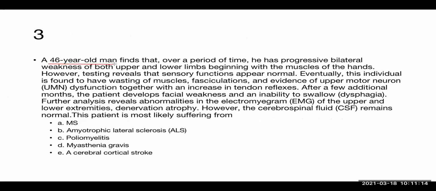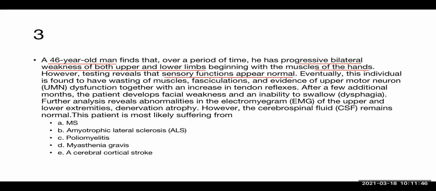A 46-year-old man finds that over a period of time, he has progressive bilateral weakness of both upper and lower limbs, beginning with the small muscles of the hand. However, testing reveals that the sensory functions appear normal. So this is a pure type of motor disease where the sensory nervous system is not affected at all.